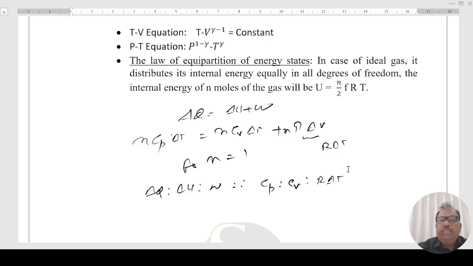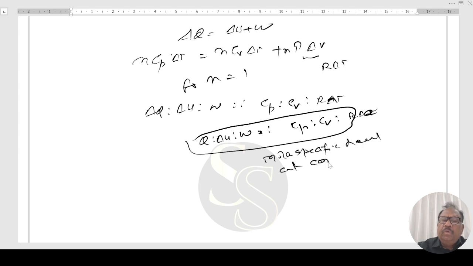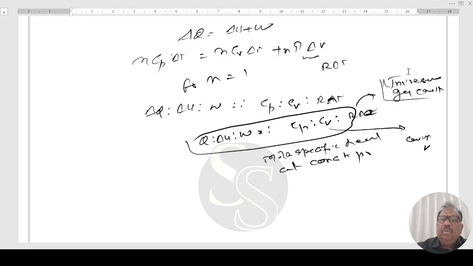R delta T means Q is to delta U is to W are in the ratio of Cp is to Cv is to R delta T. Only R delta T cancels, so Cp is to Cv is to R. This is the ratio in which the heat is divided. Here Cp is the molar specific heat at constant pressure, Cv is the molar specific heat at constant volume, and R is the universal gas constant.